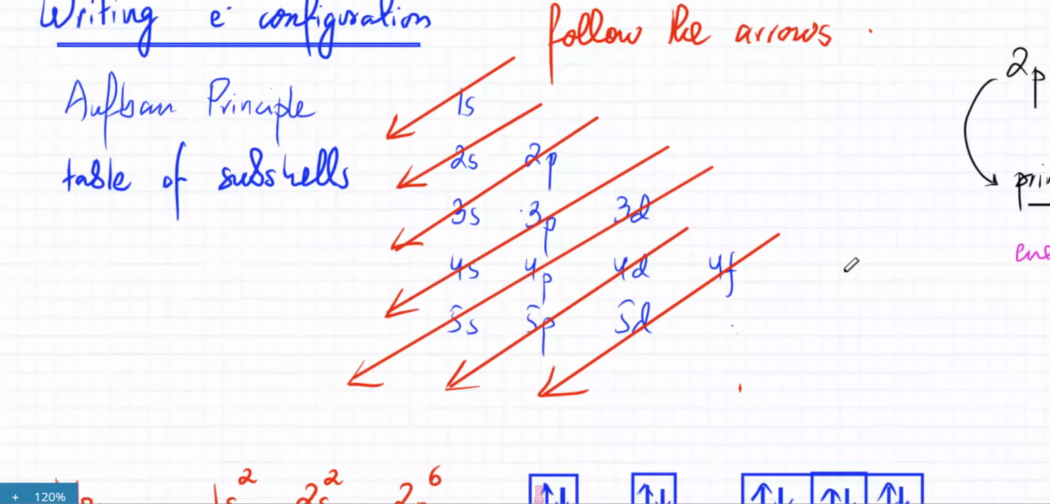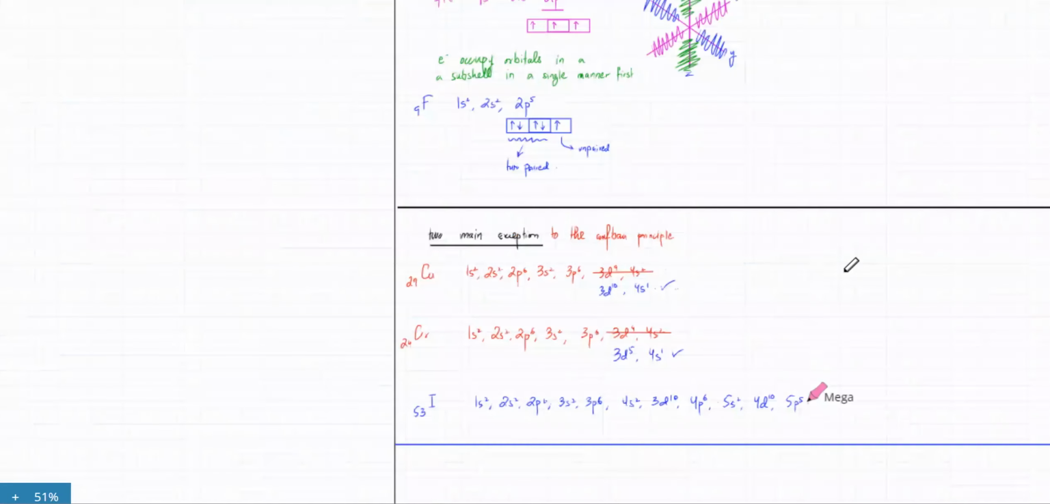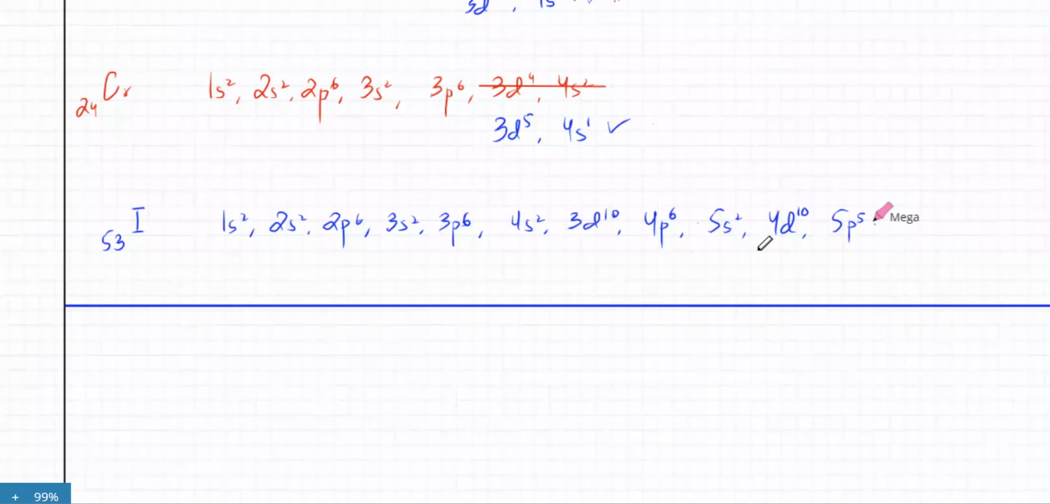We have to reach 53. So I'm at 4p. 4p is going to be full, 4p6, so that's 36. After 4p, there's going to be 5s2. After that, it's going to be 4d10, and hopefully 5p5. So let's go back. If I follow the order, 4p6 was 36, this is 38, 48, and 53. So I end up over here, and I can rearrange stuff. The 5s must be on the outside.